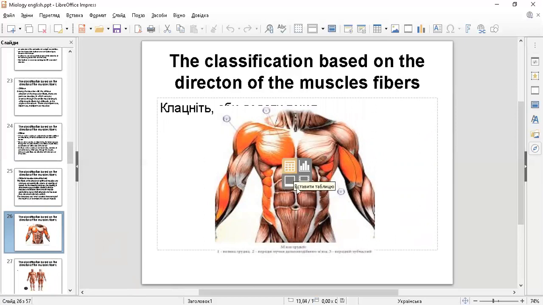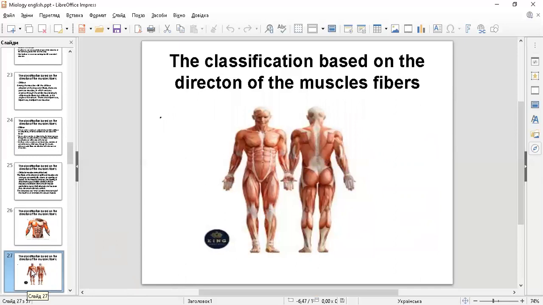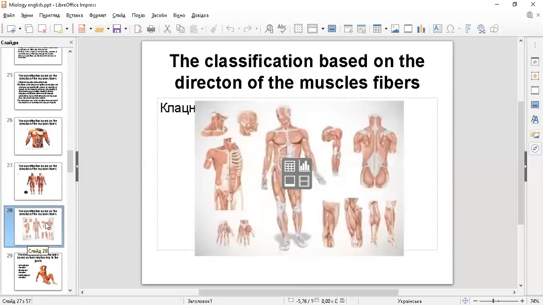In this slide, you can see parallel musculus rectus abdominis, oblique musculus obliquus abdominis internus and externus. In this picture, you can see orbicular muscles, musculus orbicularis oris and musculus orbicularis oculi. Also, you can see all types of the muscles.